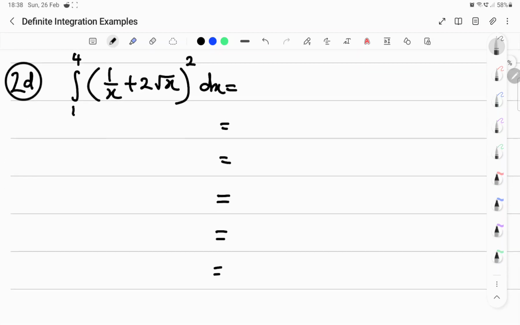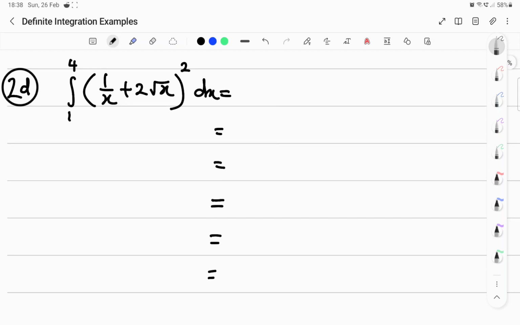Let's go to the next one. This one also the same. And also you notice we have 1 over x and square root of x. So it is easier if we change them in this form. This one we change it into x power minus 1. This one we change it into 2x power 1 over 2. So it's better.